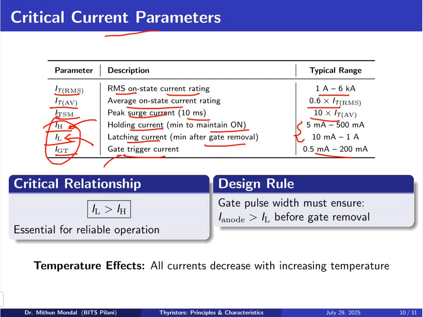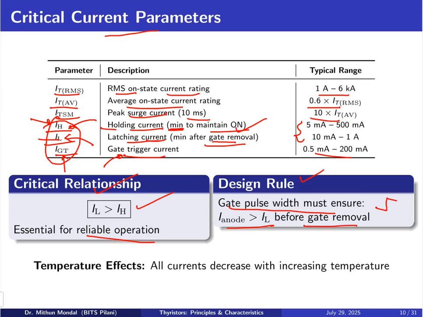So among these currents, we will be focusing on these three, where you trigger the gate signal using the gate current, and you need to maintain a minimum current to keep the thyristor on, which is known as the holding current. And if the gate is removed, then the current should not fall below the latching current. Otherwise, the thyristor will be turned off. So the critical relationship for reliable operation is that the latching current should be greater than the holding current. And the design rule is that the gate pulse width must ensure that the anode current is greater than the latching current before the gate removal.